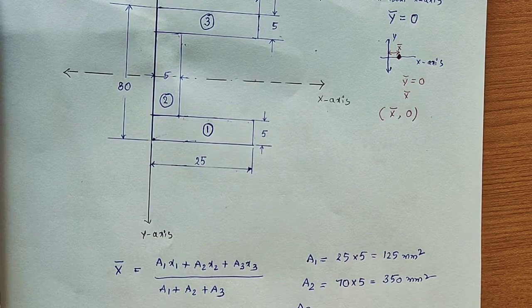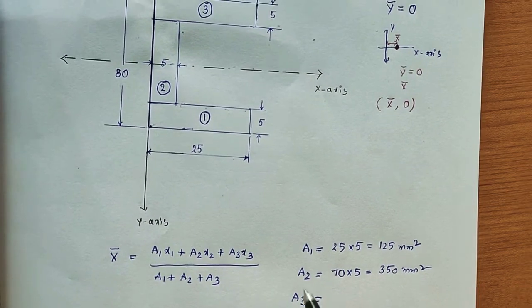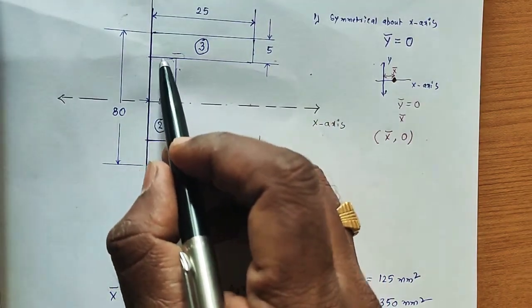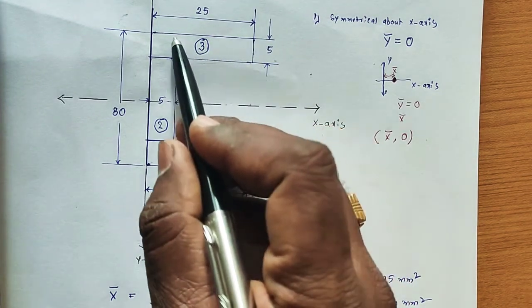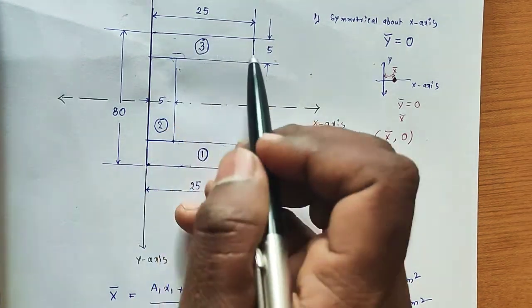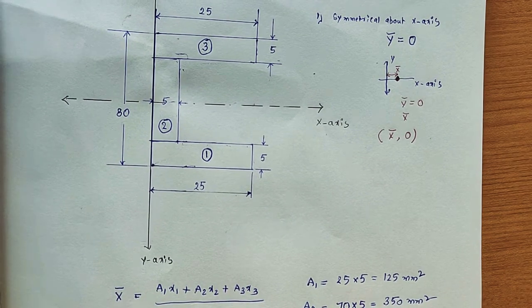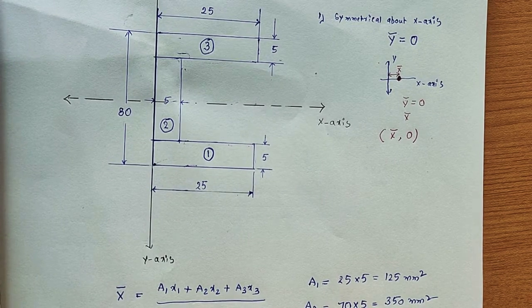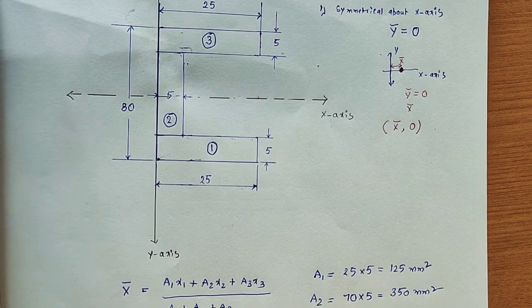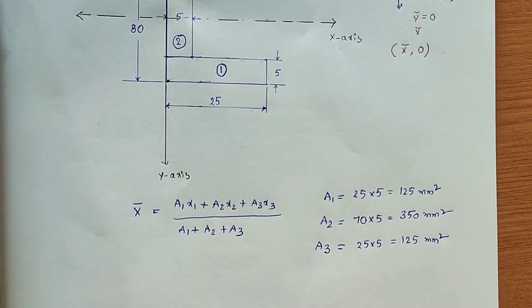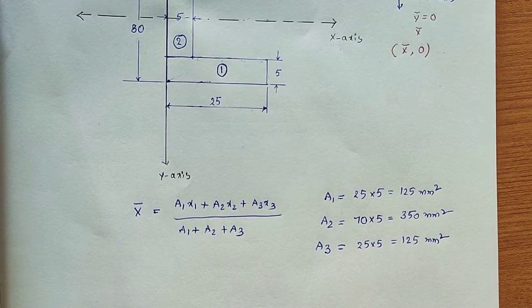Next, the third rectangular element A3. The third rectangular element dimensions are 25 into 5. The area will become 25 into 5 equal to 125 mm square. Now we have to find out the centroidal distance of each element with respect to the x-axis.